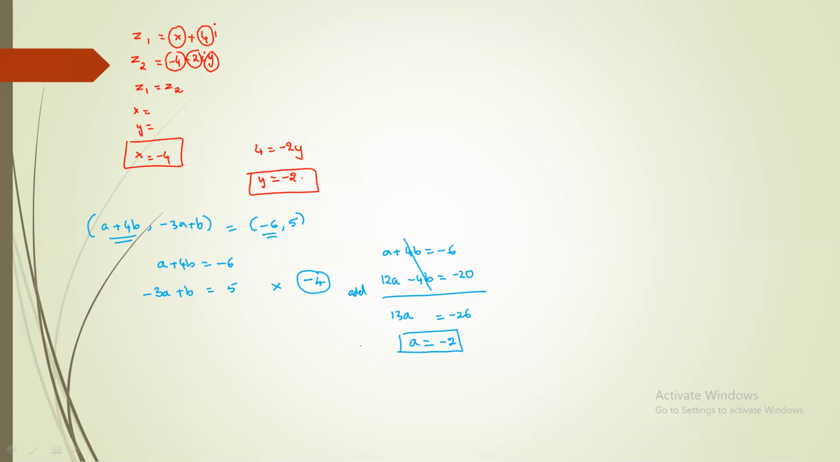Once I get a equal to minus 2, I'll put it in this equation. Minus 2 plus 4b equal to minus 6. 4b equal to minus 4. b equal to minus 1. So in this way, I got a equal to minus 2 and b equal to minus 1.